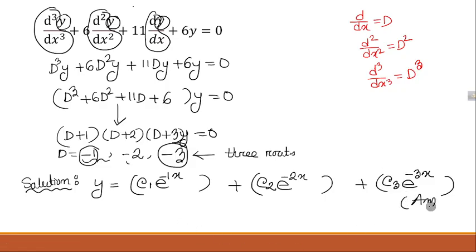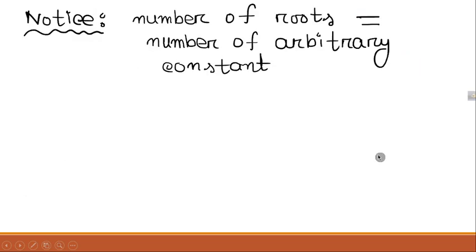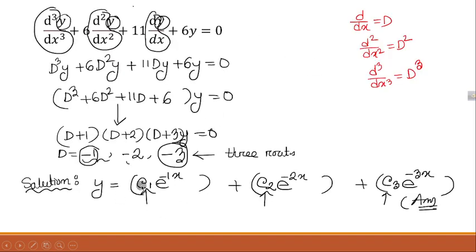This is the solution. So you have 3 arbitrary constants. We haven't found the values of c1, c2 and c3 yet. We will find them, but first notice one thing: the number of roots is equal to the number of arbitrary constants. You have 3 roots, so you have c1, c2 and c3, 3 constants. Remember this. You will need this concept in the next video.